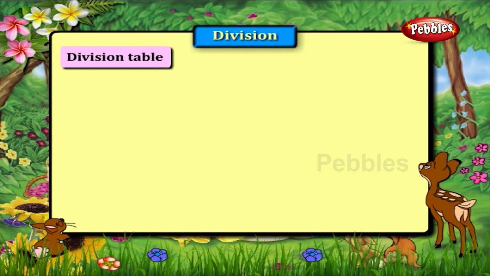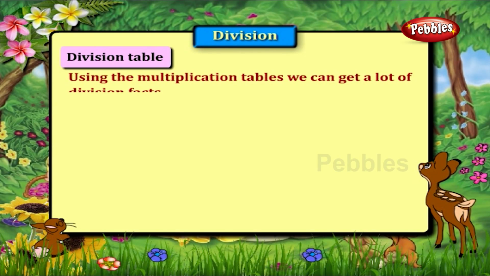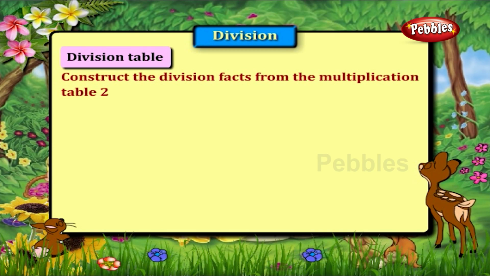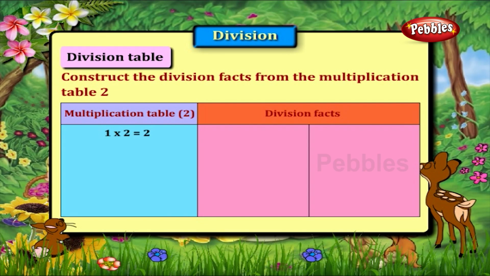Division table. Using the multiplication tables, we can get a lot of division facts. Construct the division facts from the multiplication table 2. 1 into 2 is equal to 2. Division facts: 2 divided by 2 is equal to 1. 2 divided by 1 is equal to 2.